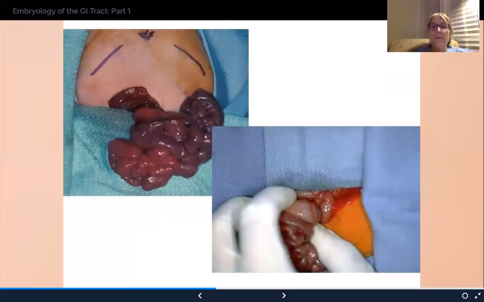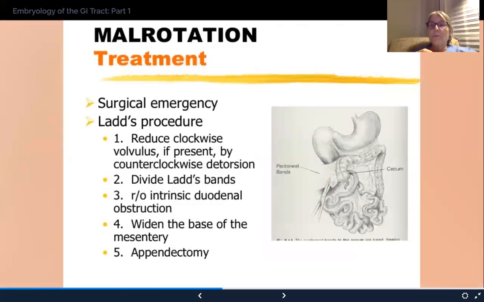And if it twists, you can see there's the twist at the bottom here, and this is not good color. This is the color bowel is supposed to be. So it cuts off its own blood supply. It's a true surgical emergency. And it's treated by what's a Ladd's procedure, because Dr. Ladd's the one who described this. The volvulus, if the bowel is twisting, is always clockwise as you're looking at it. So as the surgeon, the first thing you do is twist it counterclockwise to detorse it. And we remember that because we're turning back the hands of time.